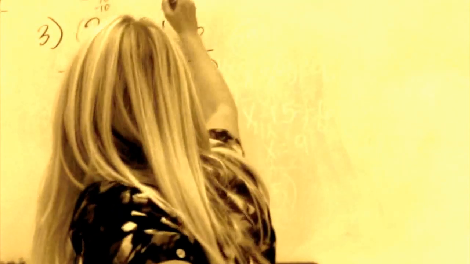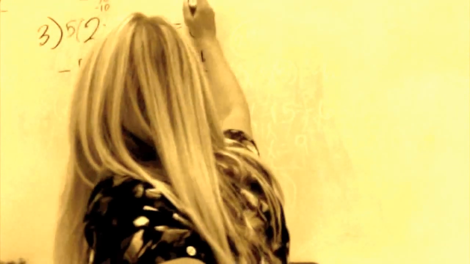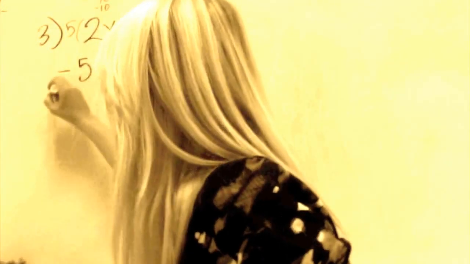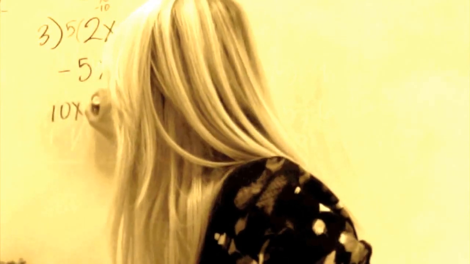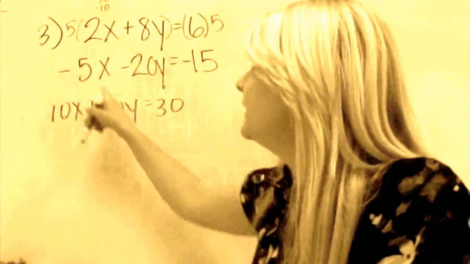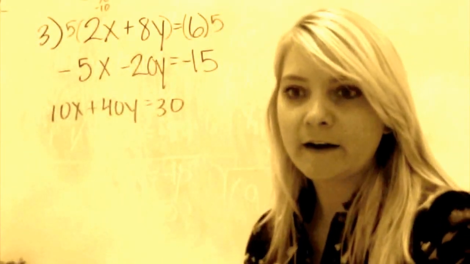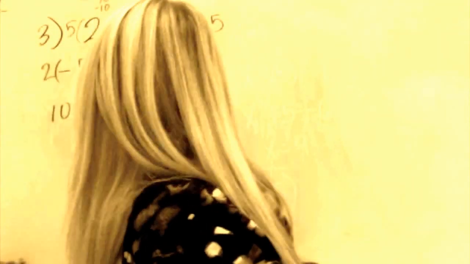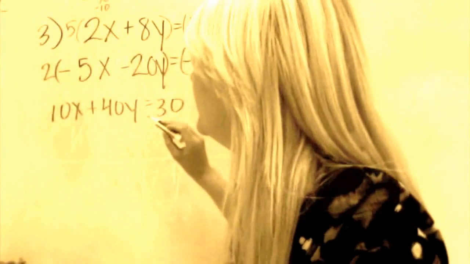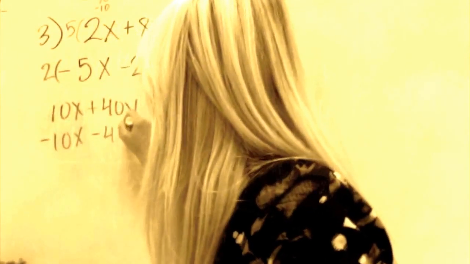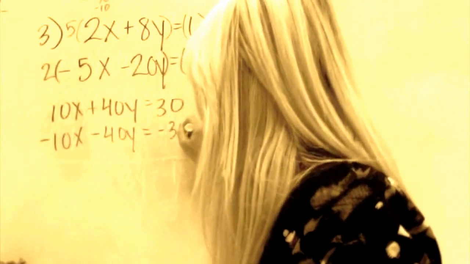So I can obtain positive 10 by multiplying 2x by 5. But once again, to balance the equation, we multiply both sides by 5. So that is going to give 10x plus 40y equals 30. Now, to obtain negative 10 in the second equation, I'll multiply negative 5x by 2. And keep in mind, multiply both sides by that value. So that will give us negative 10x minus 40y equals negative 30.